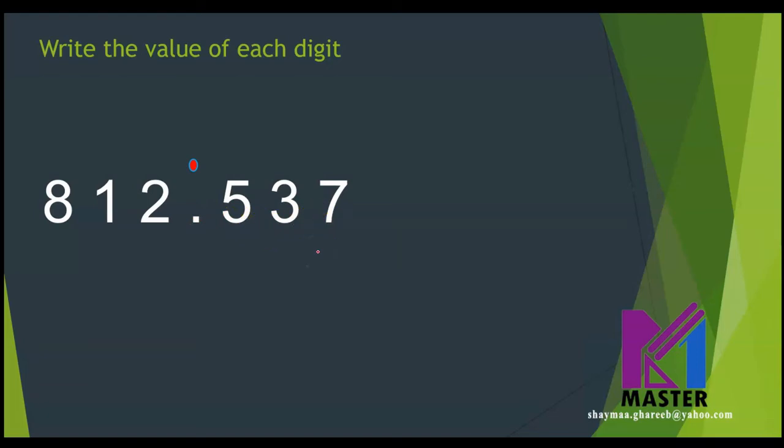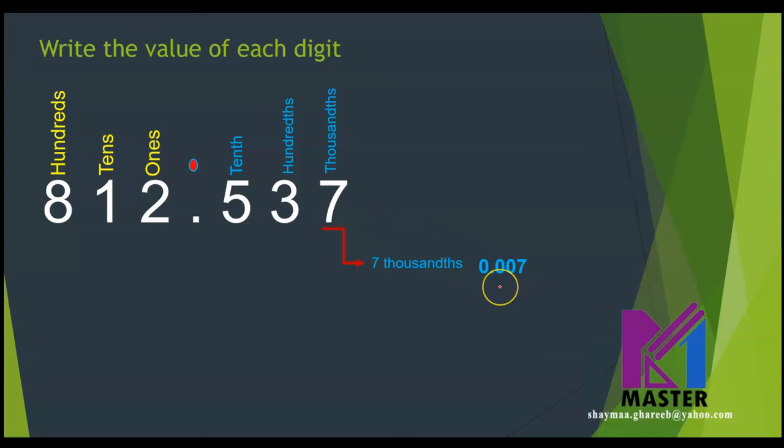or 812 and 537 thousandths. Now let's start by the value of each digit. The 8 is in the hundreds place, the 1 in the tens place, the 2 in the ones or units place, and this 5 is in the tenths, and the 3 in the hundredths, and the 7 in the thousandths. So let's start by the value of the 7 thousandths. I can write it as 7 thousandths or 0.007, or 7 over 1000 as a fraction.